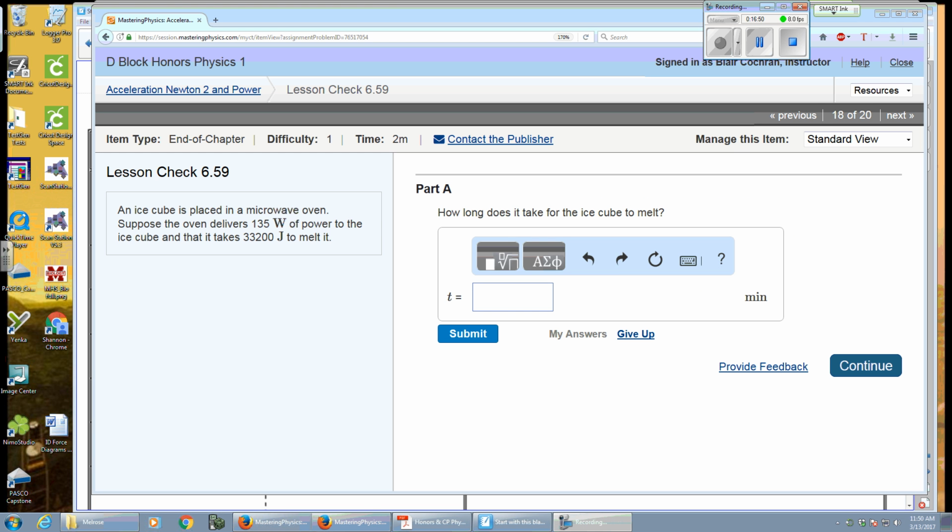Alright. Cooking class. Ice cube, microwave oven. The oven delivers this much power to the ice cube, whole mass, and it takes this many joules to melt it. And how long? Oh, you guys notice what they put their default units in here? Minutes. What do we use? Seconds. So make sure you convert your answer to minutes. That could mess up a lot of you.